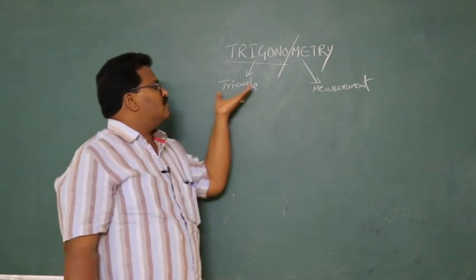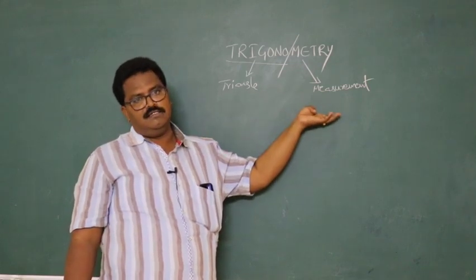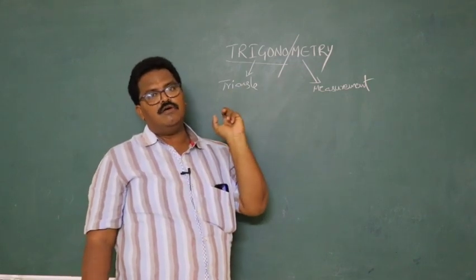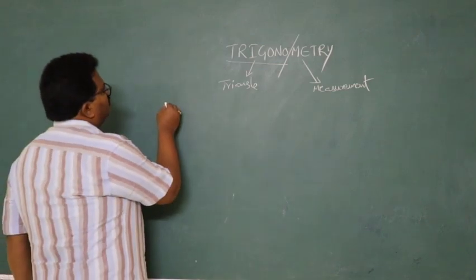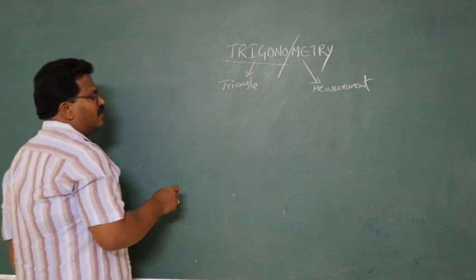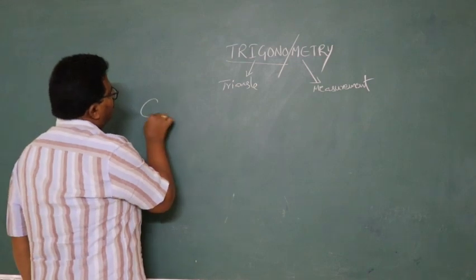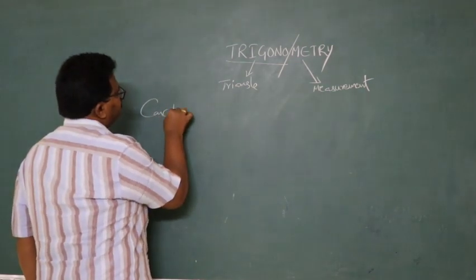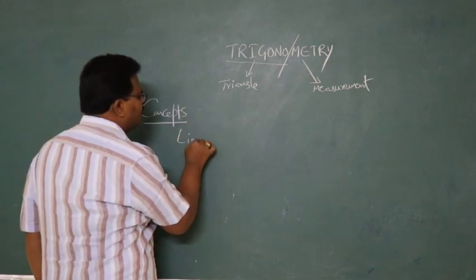Before going to the discussion about these 3 angles, we need some basic concepts. So, I am discussing some basics. After that we will go to trigonometric ratios and identities. So, in these basic concepts, the first one is line segment.